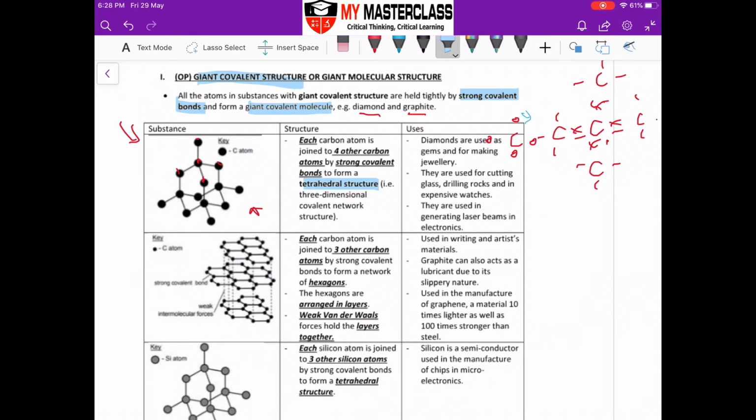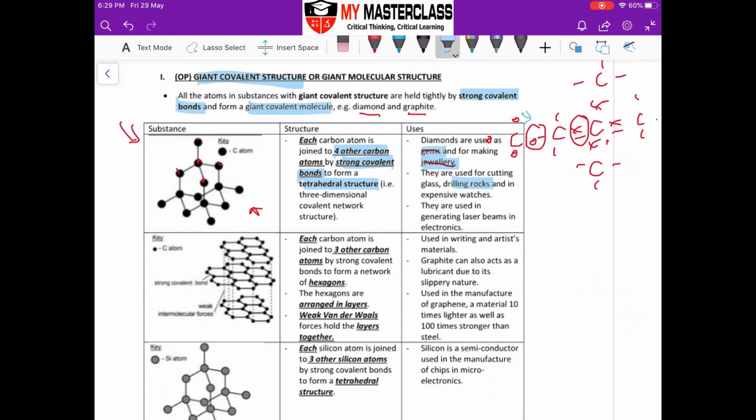Each carbon atom is joined to 4 other atoms by strong covalent bonds. All the lines that you see over here are strong covalent bonds, where electrons are shared to obtain the noble gas configuration. As a result of these strong covalent bonds, a large amount of energy is needed to overcome these strong forces, so diamond is usually hard. Since it is hard, we use it to make gems and jewelry, and for drilling rocks.